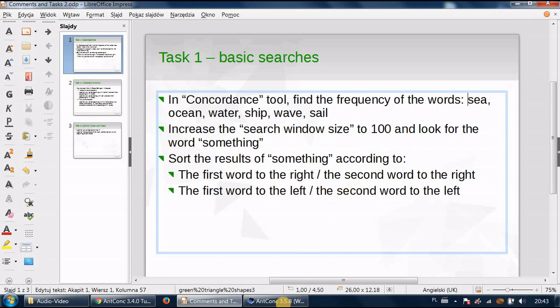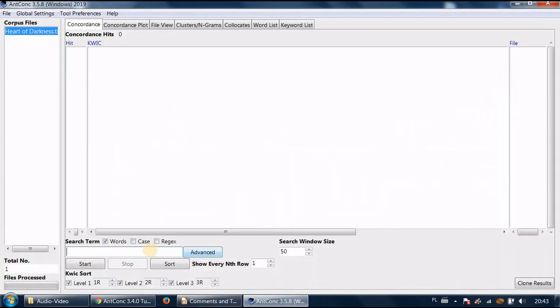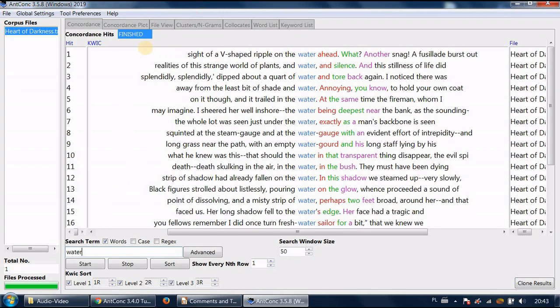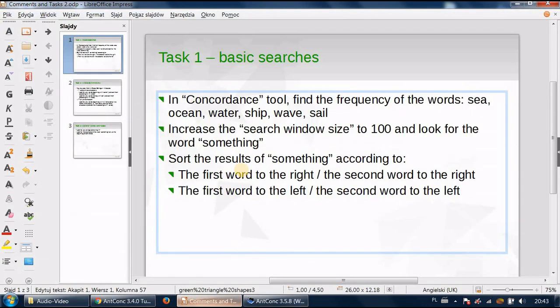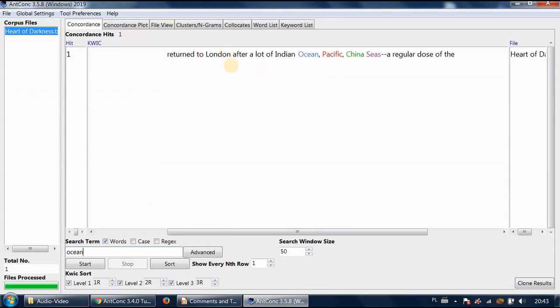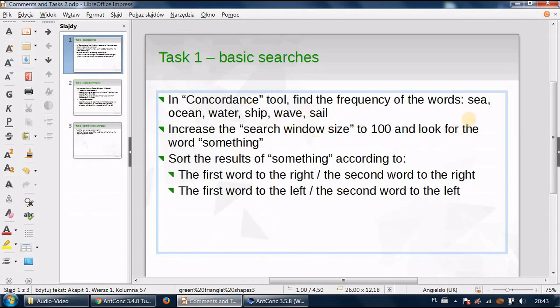Okay, now I assume you have done it, so let me just check maybe the first three. So sea, which appears 23 times. Let's try water, which appears 25 times, and ocean. It's only once there. Okay, so I've already checked the other ones, so I know that actually the most frequent among them is the word water.